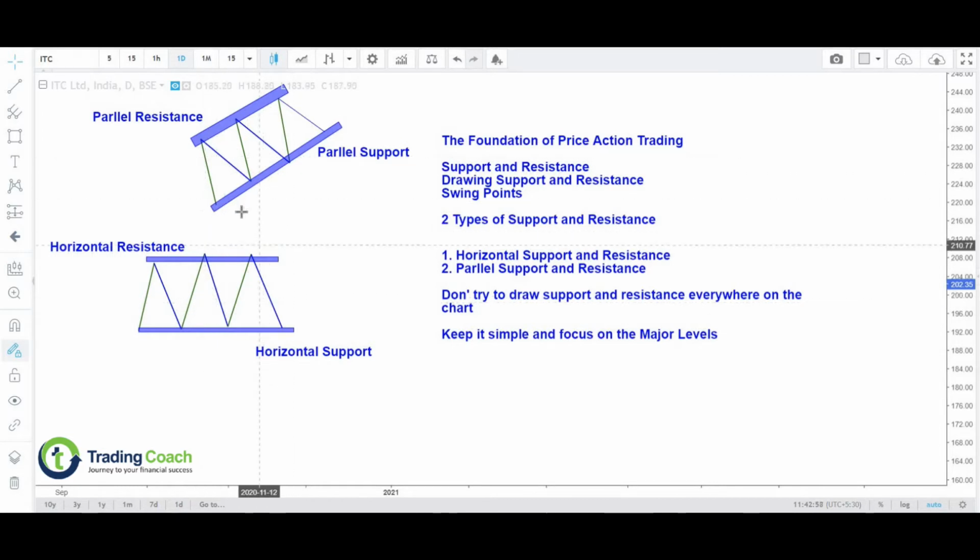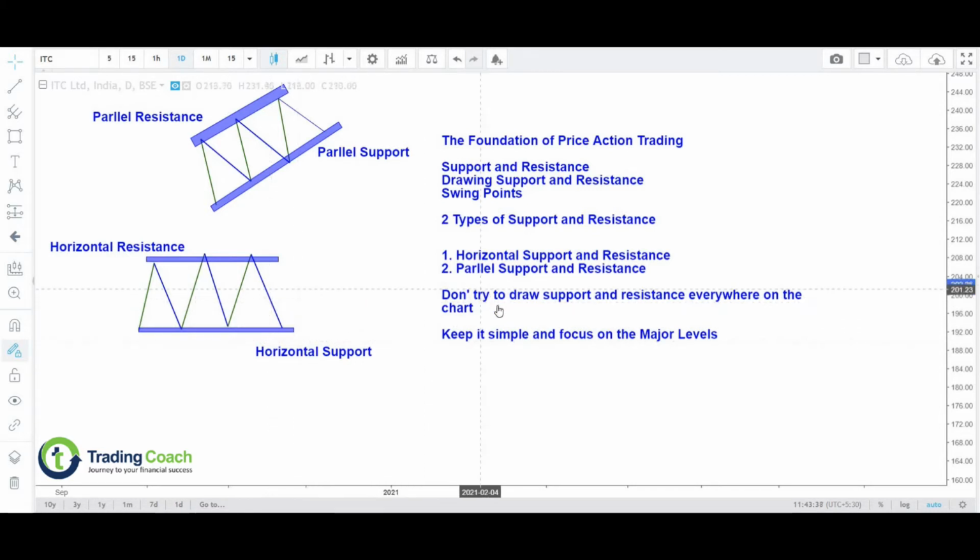You can notice the diagram on the left edge of the screen. At the bottom you can see the horizontal support and resistance, which is very common and widely used by many traders. At the top of the left edge of the chart you can also see the parallel resistance and parallel support. These parallel resistance and parallel support are also known as trend lines, or channel lines. Both of these are very important and super necessary to understand market behavior.